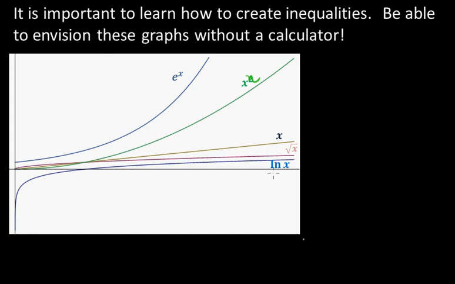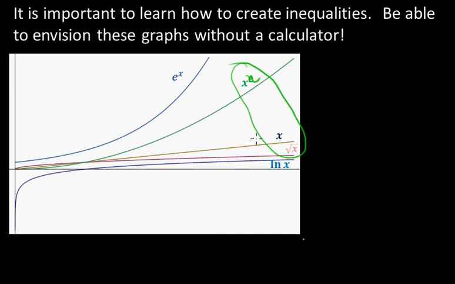Natural log, they all get large without bound as x gets big. However, natural log x is the slowpoke. He doesn't get big fast. And any power of x, x to the 1, x to the 1/2, x to the 1/10, any power of x, the graph will eventually be higher than natural log x. And e to the x, exponentials, grow the fastest.